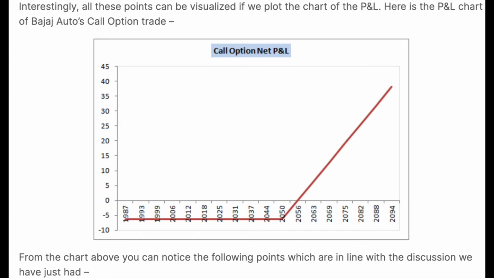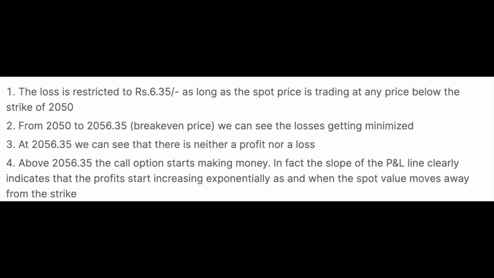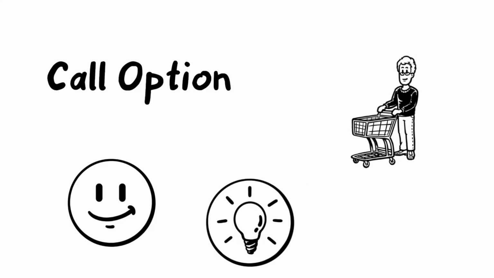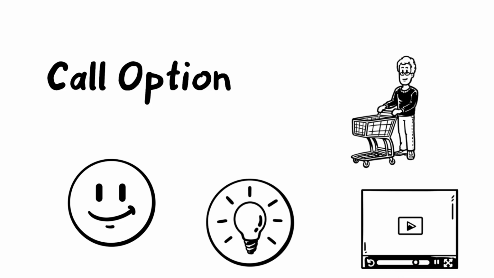Above 2056.35, the call option starts making money. In fact, the slope of the payoff line clearly indicates that the profits start increasing exponentially as and when the spot value moves away from the strike. From the graph, one thing is very evident: a call option buyer has limited risk but unlimited profit potential. And with this, I hope you are now clear with the call option from the buyer's perspective. In the next video, we will look into the call option from the seller's perspective.